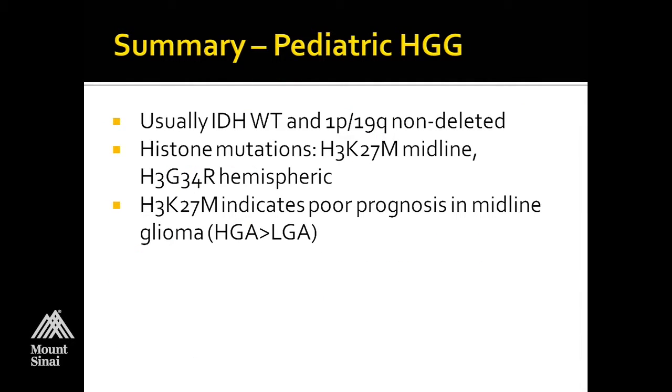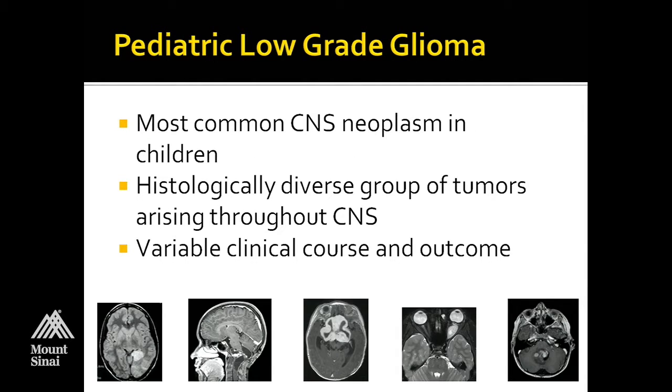So just to summarize then, the pediatric high-grade gliomas are usually IDH wild type and 1p19q non-codeleted. They frequently will have histone mutations, H3K27M in the midline or G34R in the hemispheres. H3K27M is a useful marker for prognosis in midline gliomas. Obviously, the high grades do worse than the low grades, but even a low-grade astrocytoma with the K27M will do poorly.